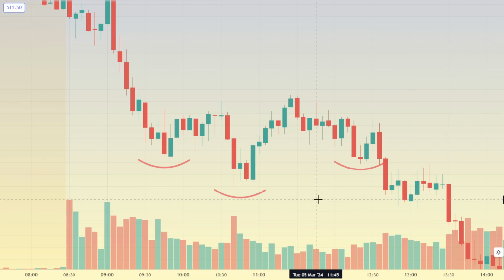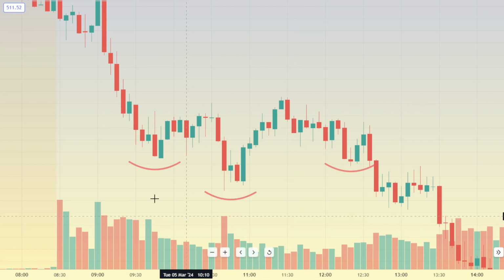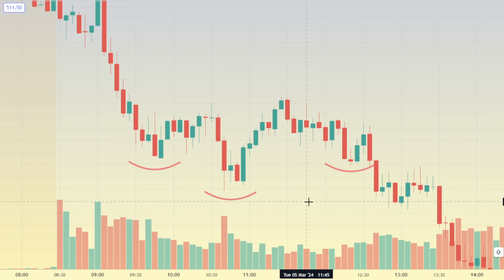What does that tell us? That tells us that when bulls had everything in their favor, they had a very, very strong bullish setup, which is an inverse head and shoulders, they were unable to push the price. So they had everything in their favor, and they were unable to control the price and create an uptrend.